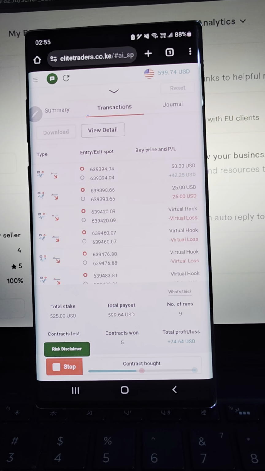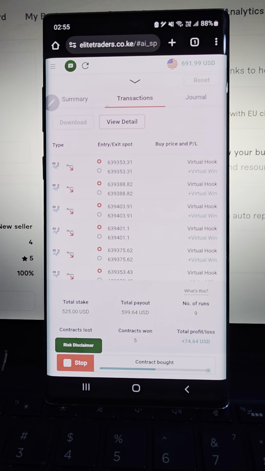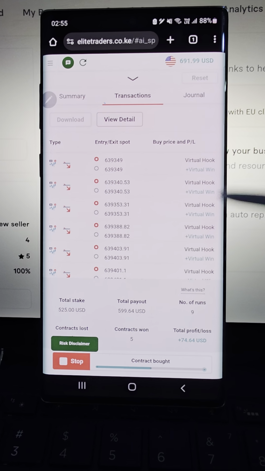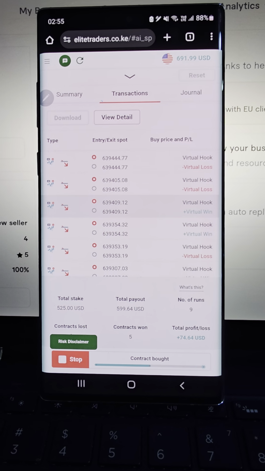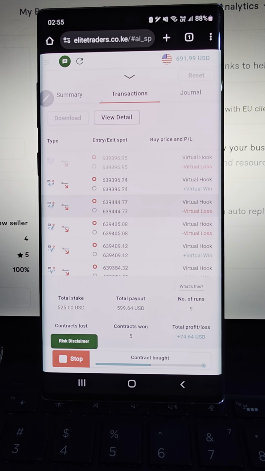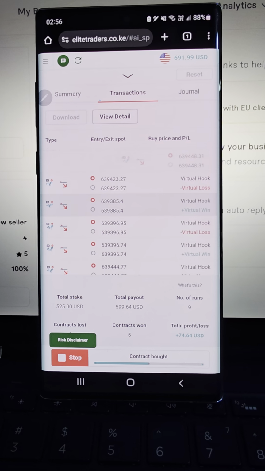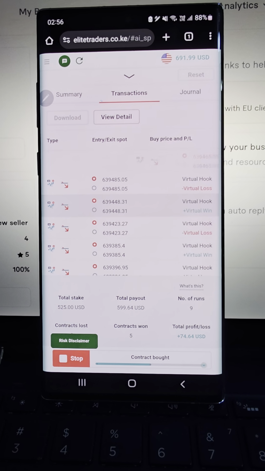We need like 2 more wins. You can really tell this market is under 5. This is an under 5 market because you can see we have so many virtual wins. That's why it's taking long before we hit 3 virtual losses, because the market is under 5.